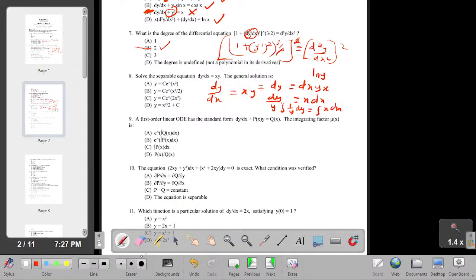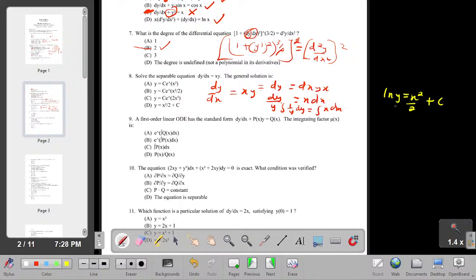Let me use a different color for you to see really what the solution will be. So this is what I'm getting. I'm going to get ln y for this side, okay? Ln y is equal to the integral of x dx, which is what? x squared over 2, plus c. So once I have this, I'm not done, right? I need to make y the subject. To make y the subject, what do I do? I take e.